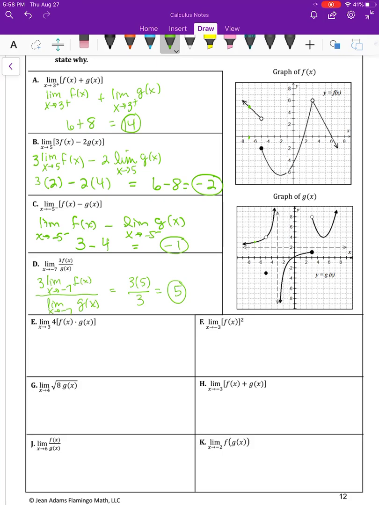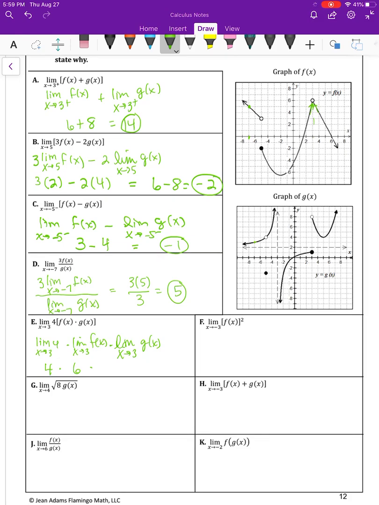All right. Now this is 4 times f of x times g of x. These are all getting multiplied. So since they're all getting multiplied, we can just multiply all the limits. So the limit of a constant is the constant. The limit of f of x as x approaches 3. Here's 3. Well, from the left, it's approaching 6. From the right, it's approaching 6. So that's going to be 6.